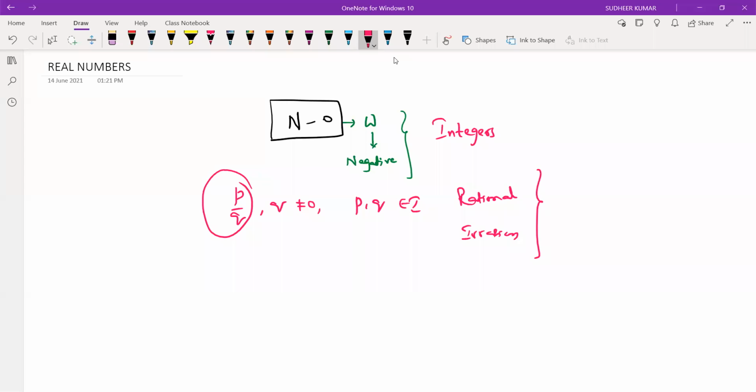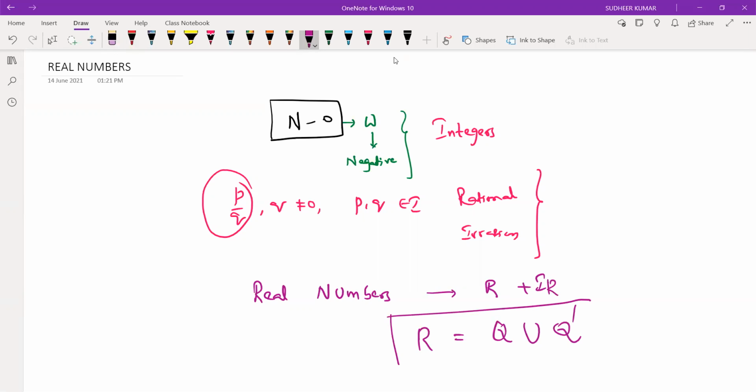So the combination of rational and irrational numbers is called real numbers. Usually rational numbers are denoted by Q. Combination is denoted by the symbol read as union, and irrational numbers are denoted by Q dash. So R equals Q union Q dash.